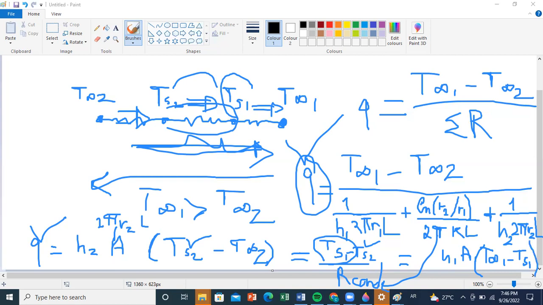Any question on this, on the thermal resistance concept and how we do the analogy between electrical circuits and thermal systems? Please, if anything is not clear, I can repeat.